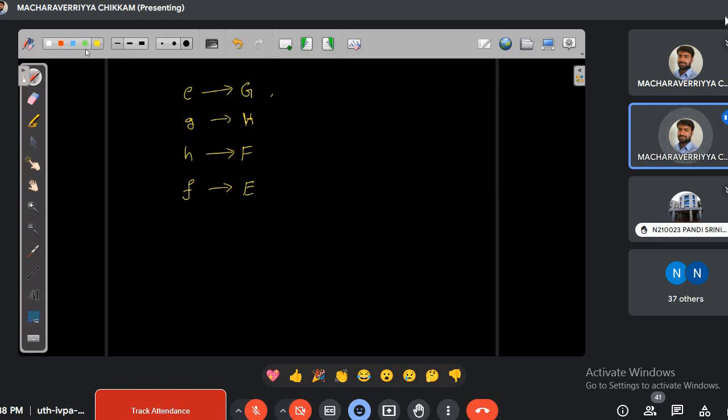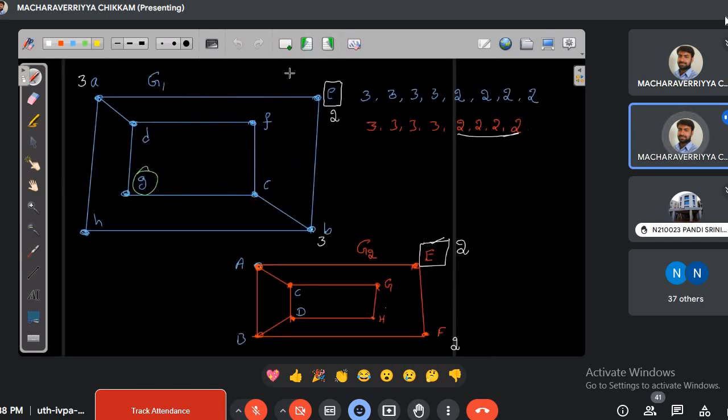Okay. And what are the other mappings you are taking? So we are left with A, B, C, D. So what are the other mappings? A, B, C, D. A will be mapped to where do you map?